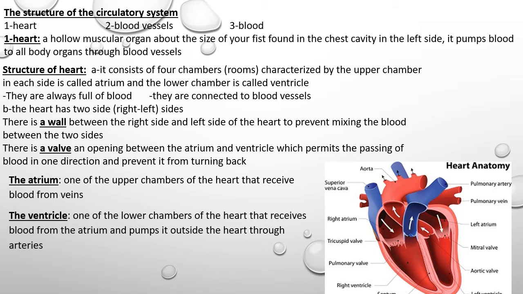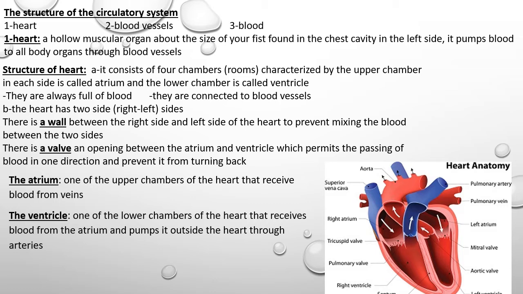The heart has 2 sides, right side and left side. There is a wall between the right side and left side of the heart to prevent mixing blood between the 2 sides. There is a valve opening between atrium and ventricle which permits the passing of blood in one direction and prevents it from returning back.